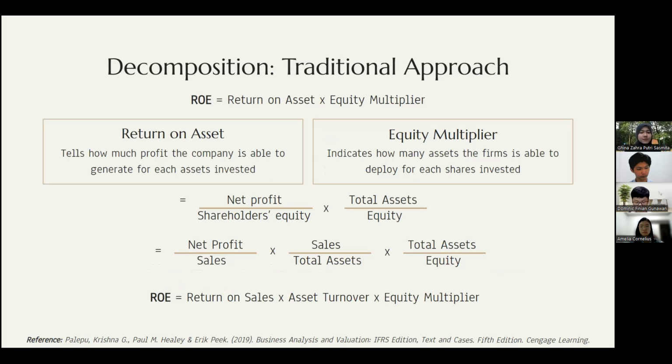and the equity multiplier. ROA itself, or return on asset, is a ratio that tells how much profit the company is able to generate for each asset invested in the company, while the equity multiplier, or the financial leverage, indicates how many assets the firm is able to deploy for each share invested.